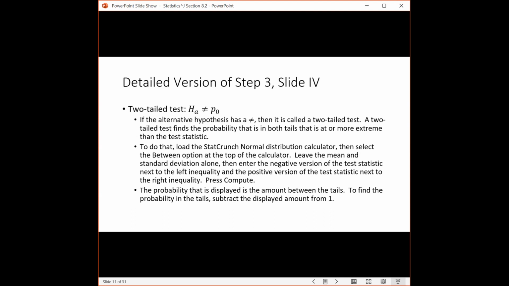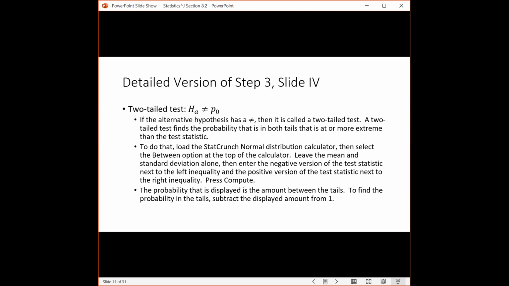Now let's talk about a two-tailed test. If the alternative hypothesis has a not equal to, then it's called a two-tailed test. A two-tailed test finds the probability that is in both tails that is at or more extreme than the test statistic. To do that, load the StatCrunch normal distribution calculator, then select the between option at the top of the calculator, leave the mean and standard deviation alone, then enter the negative version of the test statistic next to the left inequality and the positive version of the test statistic next to the right inequality, and press compute.